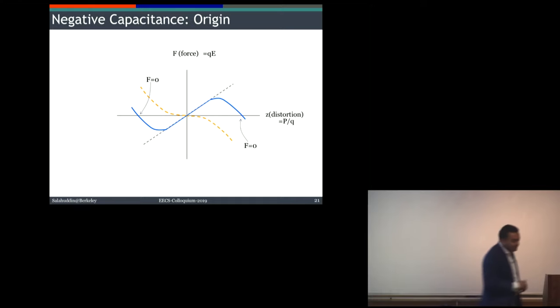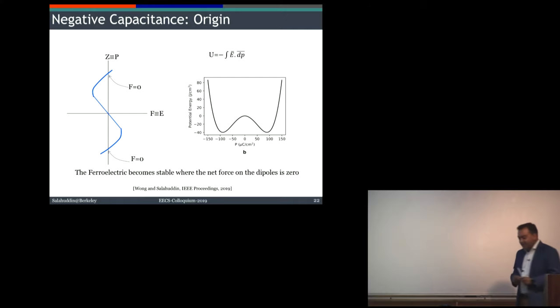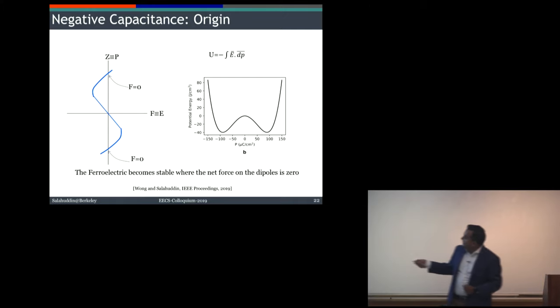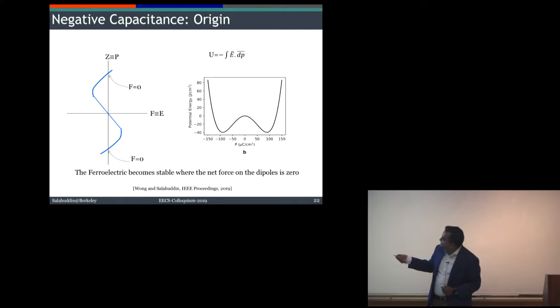So in the next slide, what I have done is I basically rotated it in the counterclockwise direction. As a result, this becomes polarization, this becomes electric field, and I get a curve which is often called the S curve. Okay? And this curve is sitting right here. Either the material is here or there.